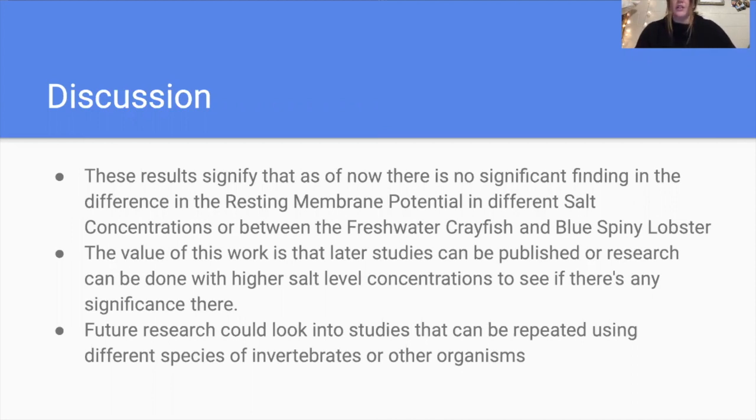Some sources of error could include the dissection cutting the superficial muscle fibers, and not letting the invertebrate rest in the solution for long enough to acclimate to that environment. Future research could also look into studies that can be repeated using different species of invertebrates, such as other lobster species, or different types of organisms that are found in seawater, brackish, or freshwater concentrations, like fish or other mammals. This was just done on invertebrates, so we followed the animal cruelty policies that the college provided.